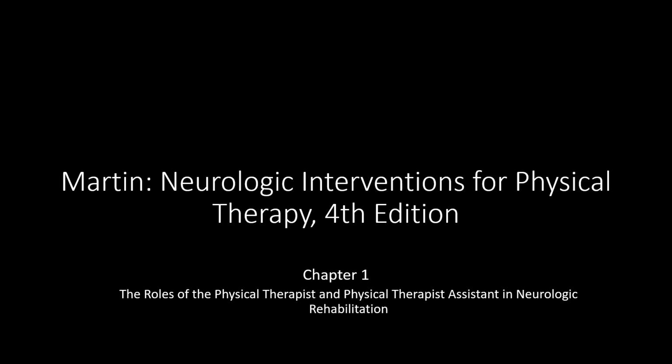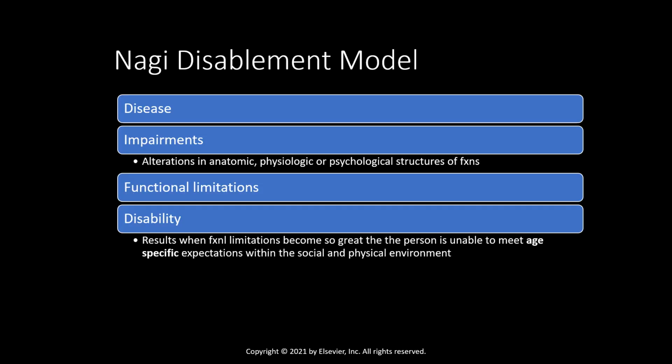Chapter 1 of this textbook talks about the roles of the physical therapist and the physical therapist assistants in neurologic rehab. So, I would take some time to review the Nagi disablement model, looking at how that created the foundations for us to build the ICF. We look at impairments, which then help us determine functional limitations, which with the ICF we refer to as activity restrictions and participation limitations. And the overall disability being in the context of the person's ability to function within their world.